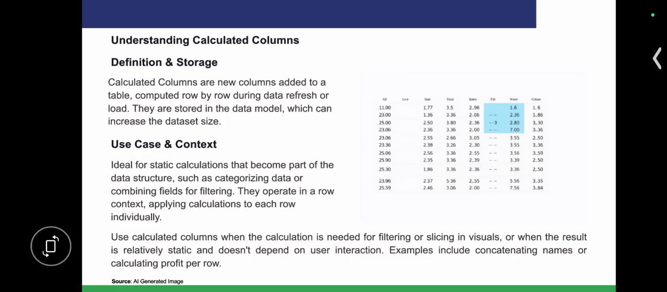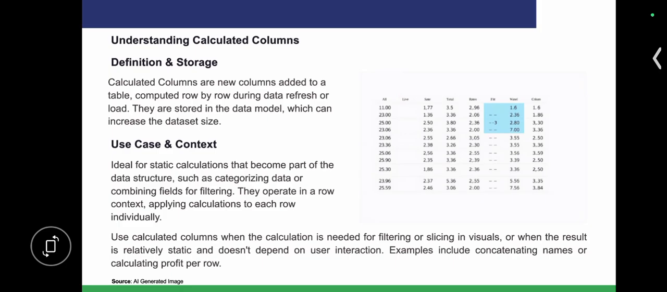Not only calculation: let's suppose you have two string type or text type columns, you want to combine those two and create a new column. So basically calculated columns are new columns that you add by computing row by row during the data refresh or load, and they are stored in the data model, which also increases the size of the data set. Size of data set means what? If you are adding one more column, obviously it is going to increase the size. It is going to take more space in the memory.